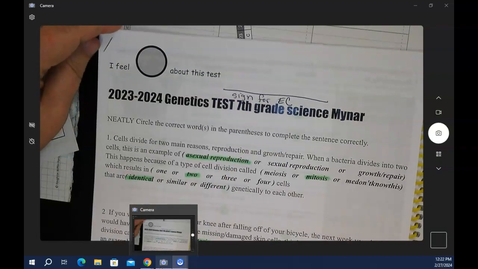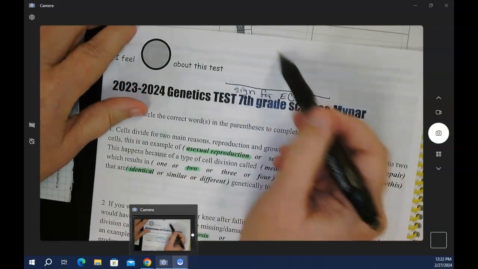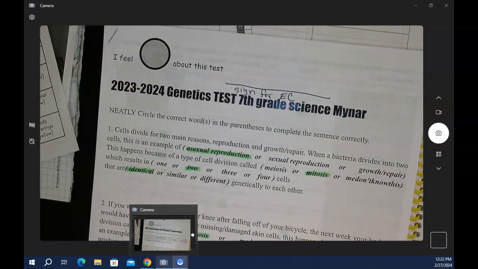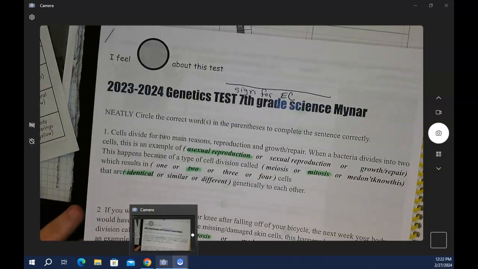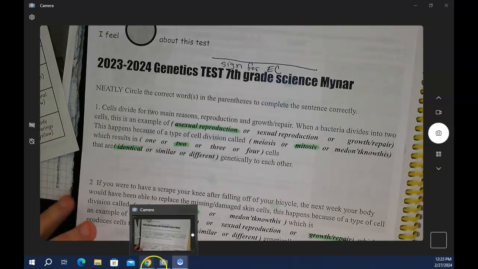I will also be offering reteach, retest. Those of you that this score is less than 70, you have the chance to bring it up to a 70. I will do that on Monday the 4th and Wednesday the 6th. If you are interested in doing that, it'll be after school till 4:30.